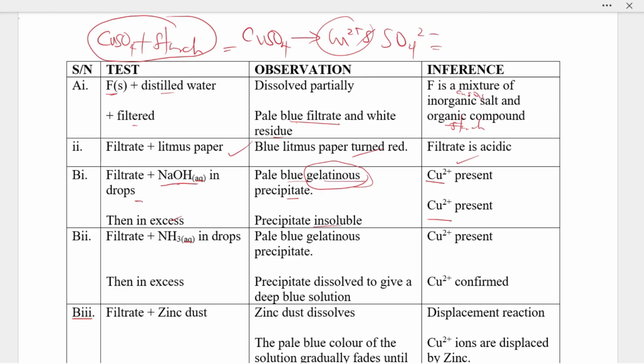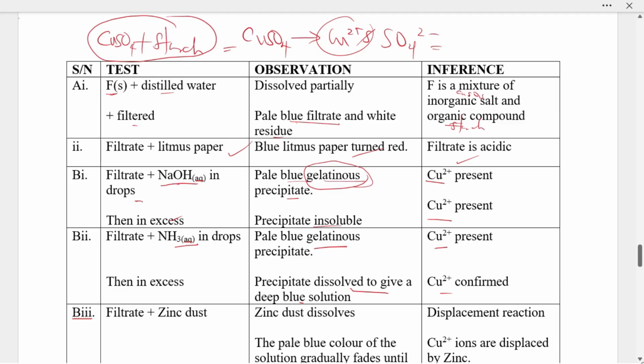Now, if you are asked to test the same filtrate with aqueous ammonia in drops and in excess, a pale blue gelatinous precipitate also forms, and this time in excess, the precipitate dissolves to give a deep blue solution. Very fantastic type of reaction. Cu2+ is confirmed.